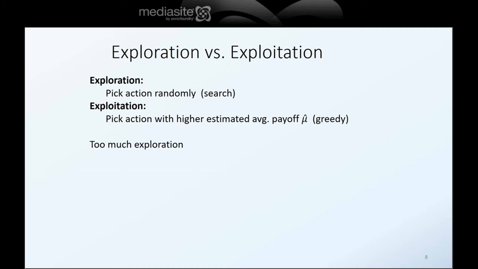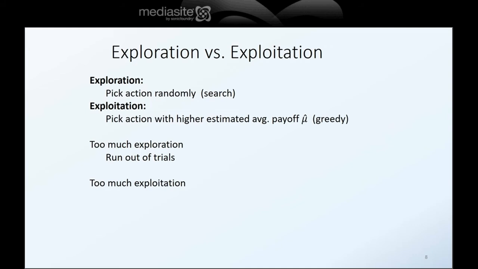So now suppose we have too much exploration. We randomly pick too many times. Then what happens? We simply run out of trials. We have a total of 100 trials. At the end, we'll end up with very good estimates of mu1 and mu2. And at the end of the 100 trials, we'll know which one is a better lever to press, which one has a higher payoff. But unfortunately, we'd have run out of trials.